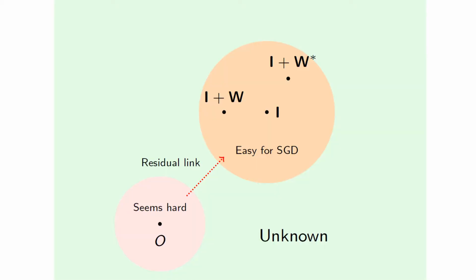Here is an illustration. If we do not have identity matrix, since we are using random initialization, the whole optimization process is around the origin, which seems hard because there are saddle points and local minima. However, if we have identity matrix, the whole optimization process will be around the identity matrix, which is the origin region, and we prove that this region is much easier to optimize for SGD.